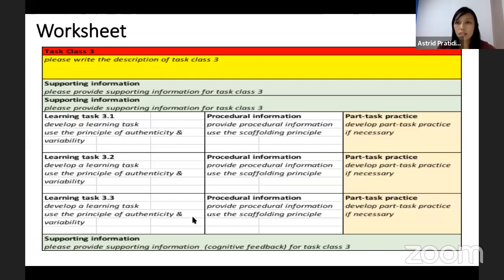This is the worksheet. So you will have an Excel file like this. You don't have to start from scratch. And then you can just erase the italic things and then fill it with your own course.